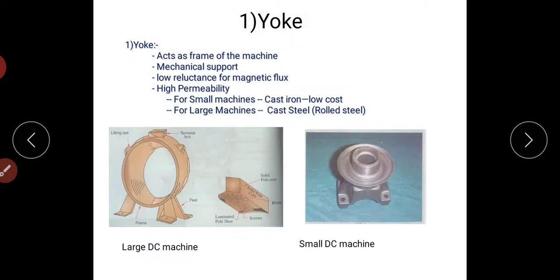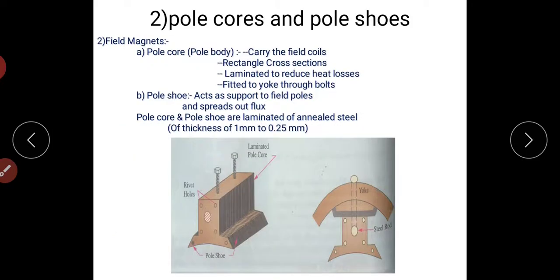First one, yoke. This is the yoke. The yoke acts as the frame of the machine. It provides mechanical support to the internal parts of the DC machine, and it provides a low reluctance path for magnetic flux, and it is made up of high permeability material. Generally for small machines the yoke is made of cast iron, and for large machines the yoke is made of cast steel or rolled steel. For large DC machines this is the yoke construction, for small DC machines this is the yoke construction. The yoke provides mechanical support to the internal parts of the DC generator or DC machine.